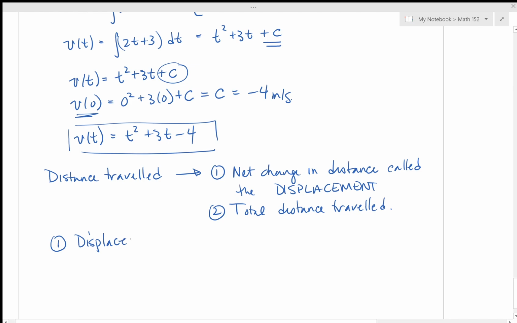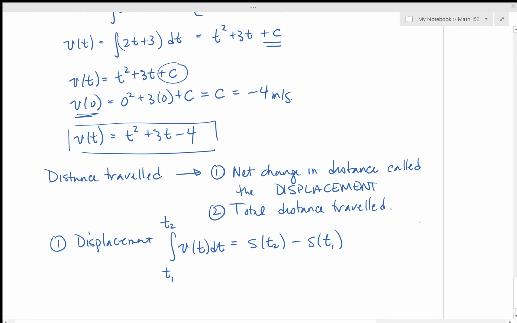The general case displacement, that is the integral from our starting time to our ending time of our velocity, and that is going to be whatever antiderivative we have of v of t. I'm going to call that s, and it's going to be evaluated at t2 minus s at t1. That's our displacement.